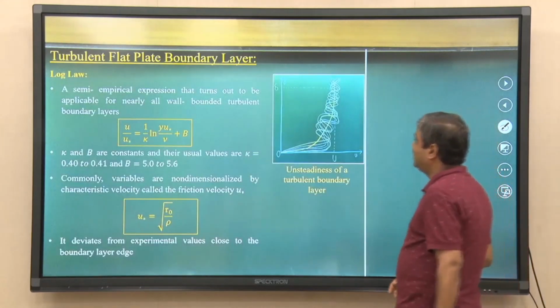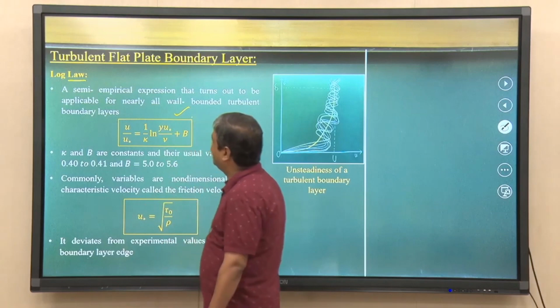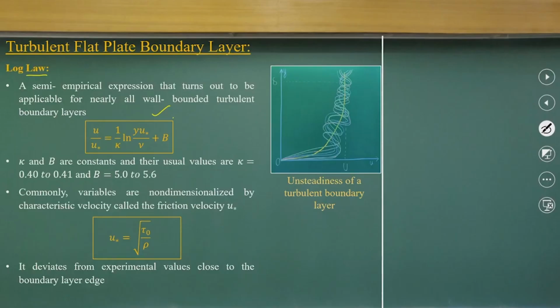Similarly, there is a log law, which establishes a non-dimensional relationship. Here, U star, with subscript star, is the friction velocity. It is not a velocity, but it is equivalent to the dimension of velocity, representing the square root of tau, the bed shear stress or wall shear stress, divided by rho. Dimensionally it looks like a velocity, but it is due to friction.